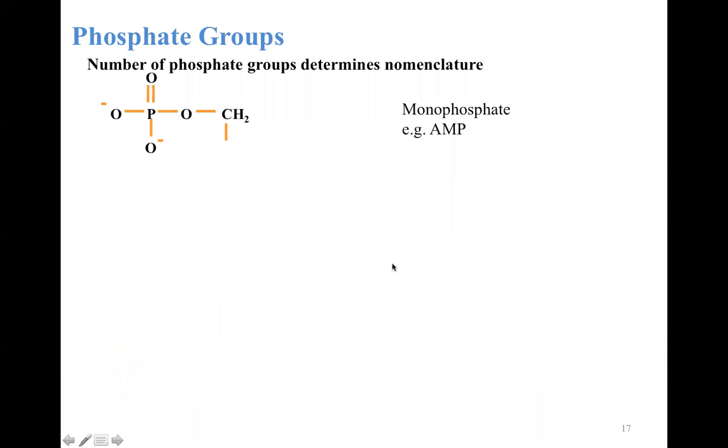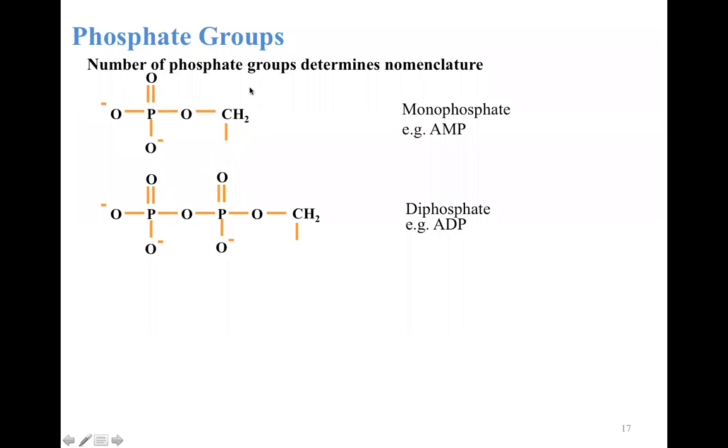Nomenclature. The number of phosphate groups determines the nomenclature of these nucleotides. Any nucleotide, on this site with the CH2 group, may bind to one molecule of a phosphate group. It is called monophosphate. A base which is bound to only one phosphate group is called a monophosphate. For example, for adenine, we can say adenosine monophosphate, AMP. So TMP, GMP, and CMP.